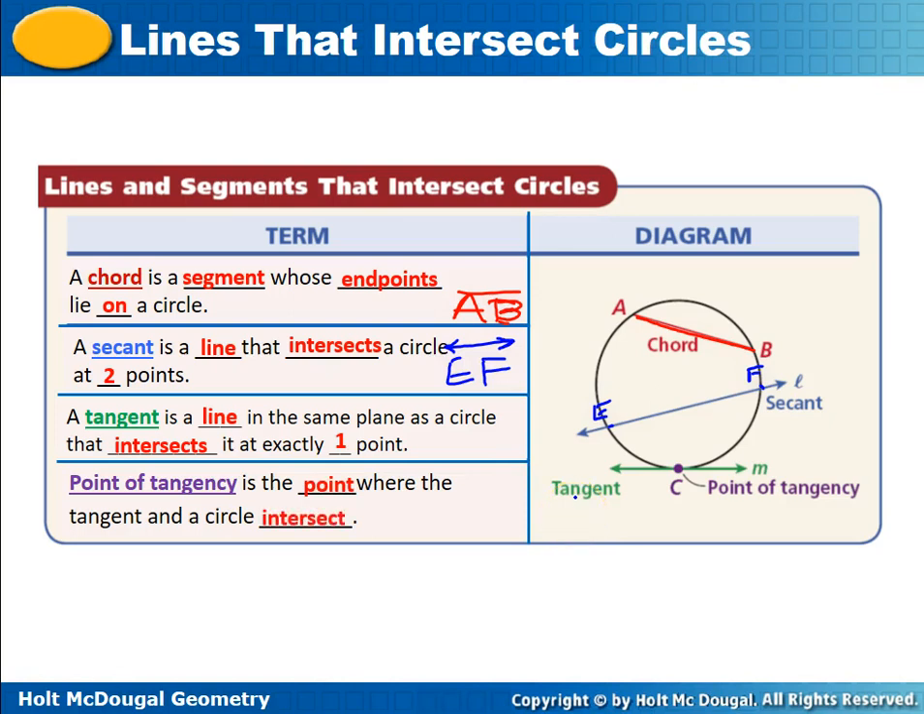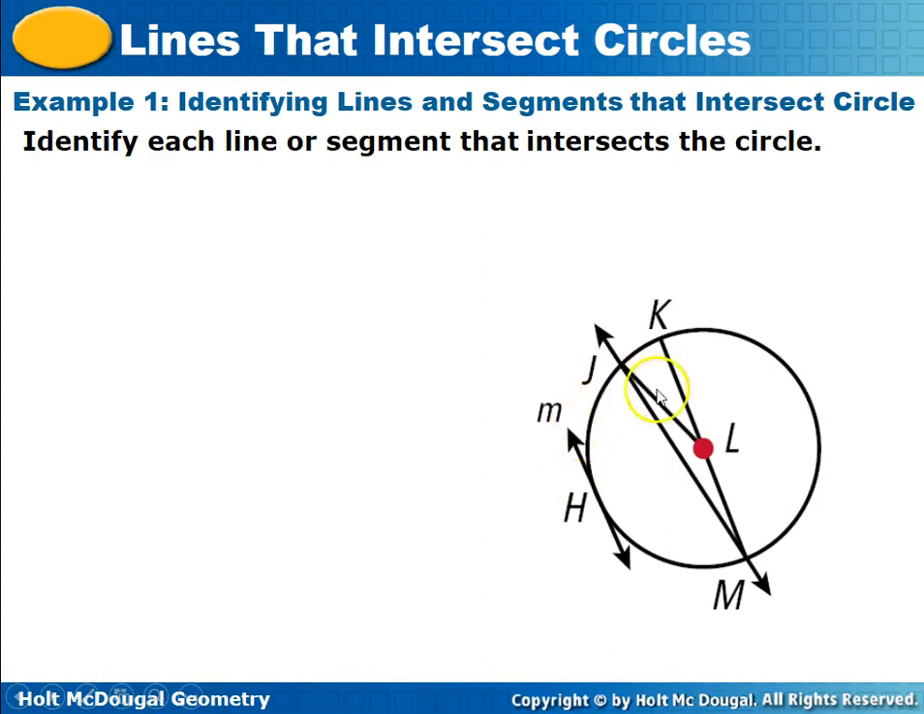So when we're talking about our tangent, we would call this one down here line M, because it's got that little M out here, and that's what we're going to use to name it. And then, of course, our point of tangency is point C. So now let's look at this drawing here and see if we can determine what each of these are.